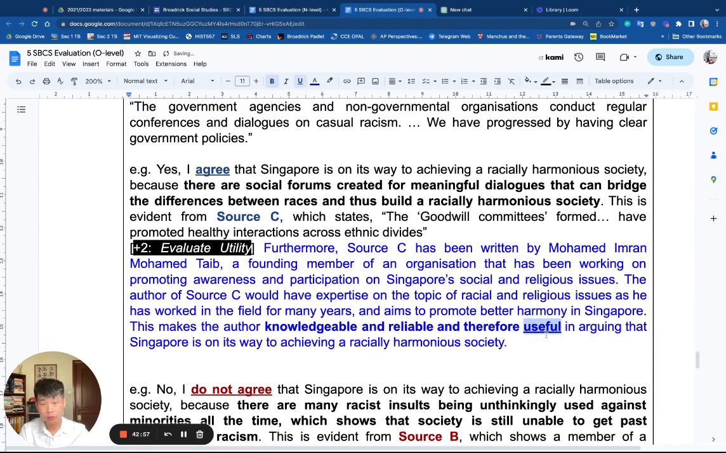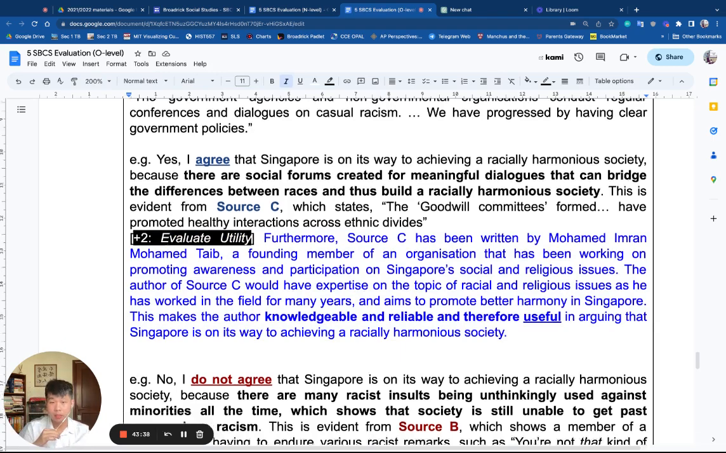Utility, you have learned in lessons, is about how much value a source adds to your understanding of a topic. In this case, we could potentially argue that source C, by being written by someone who has been working in this field for so long, has expertise, is knowledgeable, is reliable, and therefore source C is useful in arguing that Singapore is on its way to achieving a racially harmonious society. You could pause the video here and read this response and see how I do a bonus component using source C to evaluate utility.